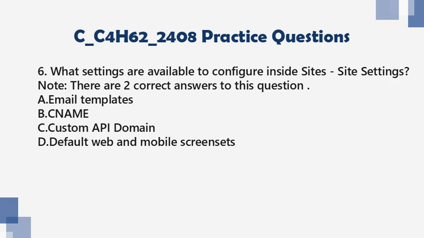6. What settings are available to configure inside sites? Site settings. Note: there are 2 correct answers to this question. A. Email templates. B. CNAME. C. Custom API domain. D. Default web and mobile screen sets.